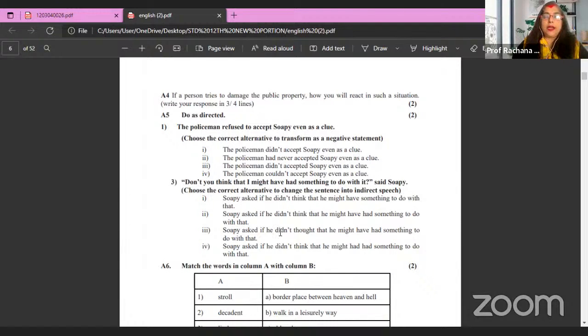The third one can't be taken because after didn't, thought has come. So I selected the second one. Okay? Understood, Bhumika? Bhumika, any doubt?